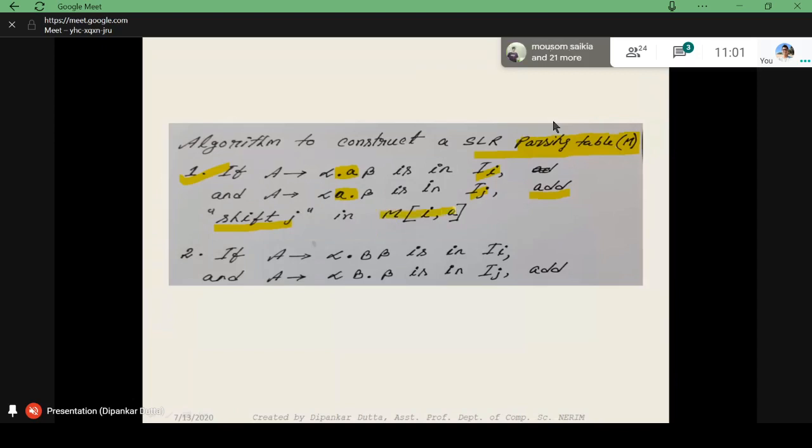What is M of I, a? M means the parsing table, the SLR parsing table. What is I? I is this I. What is A? A is the input symbol. And what is J? J is the output canonical item set. So you have to remember all these points.